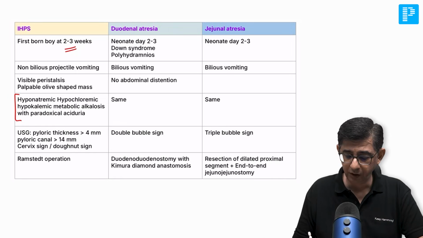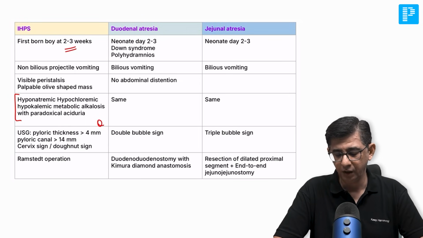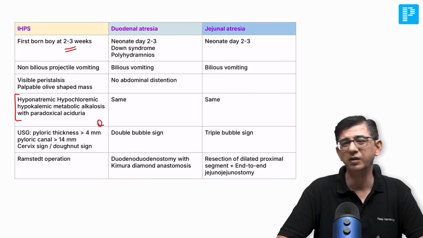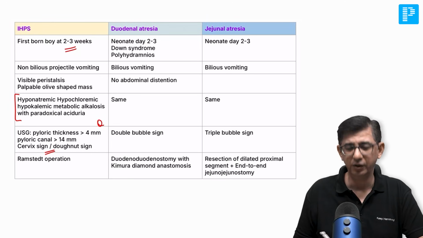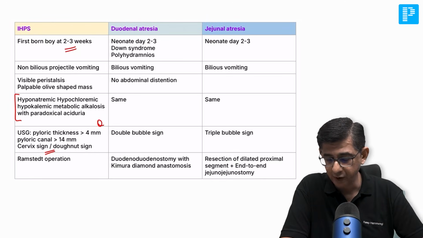Then there are mathematical values to be remembered. Pyloric thickness more than 4 mm, pyloric canal length more than 14 mm, with the cervix sign and donut sign for diagnosis. And the surgery that we do for this condition is the Ramstedt operation.